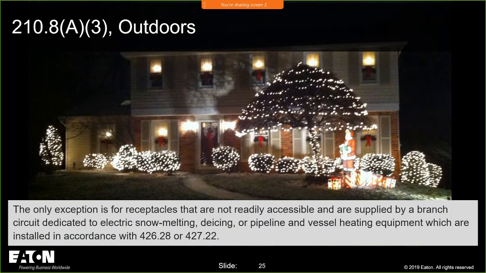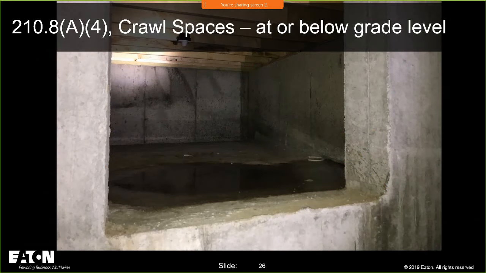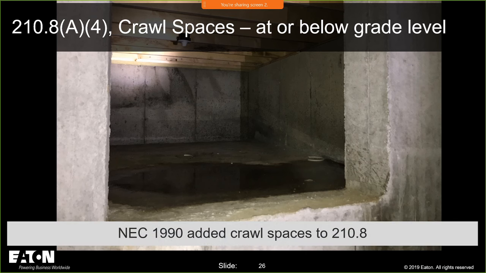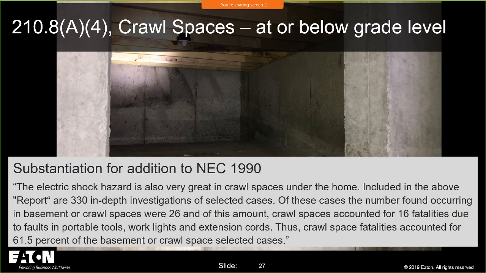Outdoors, the only exceptions are receptacles that are not readily accessible or supplied by a branch circuit dedicated to electric snow melting. On the snow melting and de-icing, for those areas where they would use that, that's where you use your GFPE. Crawl spaces, we added that in 1990. The crawl space was added in 210.8, and then the substantiation there was, again, the hazard is great, and they also had cases of 16 fatalities due to faults in portable cords, etc., in those areas.